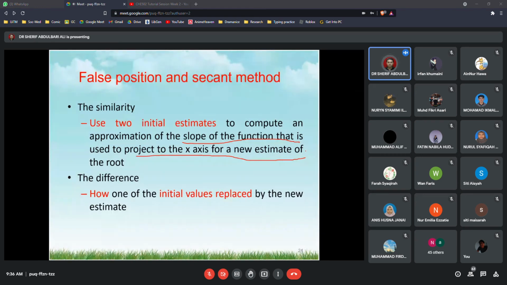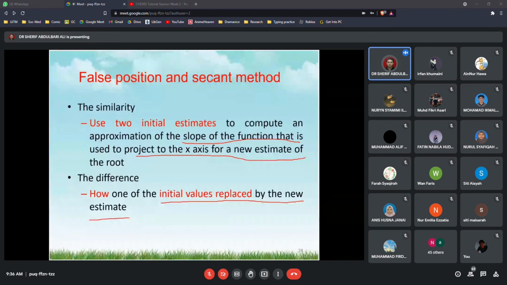So these are the similarities: two initial values and the same equations to find a new value of x. But what's the difference? How is one of the initial values replaced by the new estimate? How are we exchanging, or trying to find the value of xr, the root?